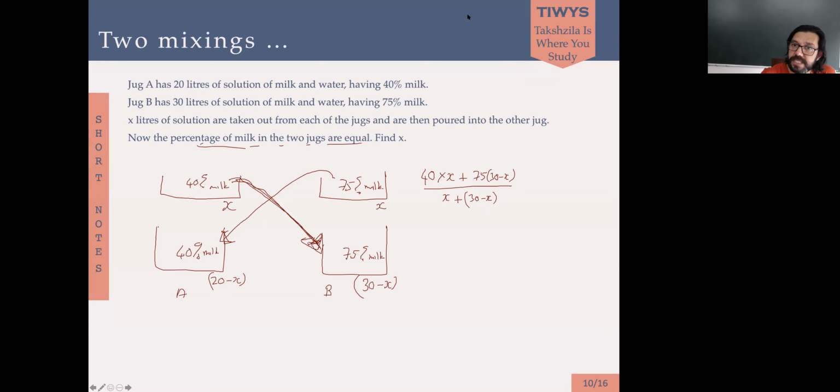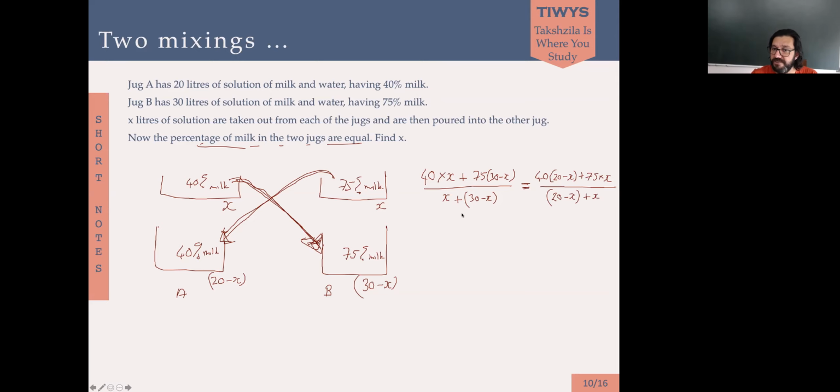And what happens in the second mixing? I'll start from this left part. It is still 40, but its weight is 20 minus x. Okay, and what is this part? Sometimes I think this is an important thought for you to hold in your minds: the possibility of volume, 40, 75, and these are equal. These two are equal. That is what is given to us.